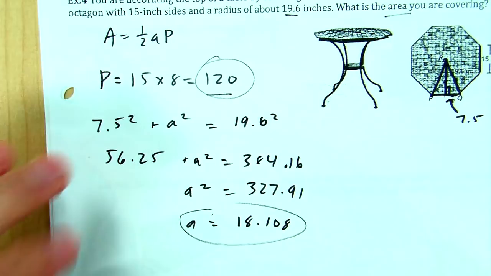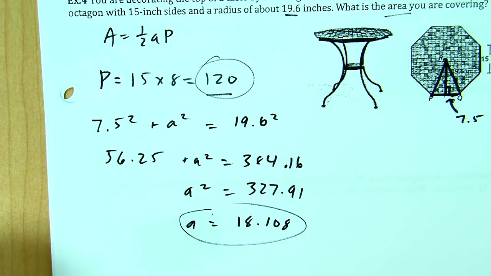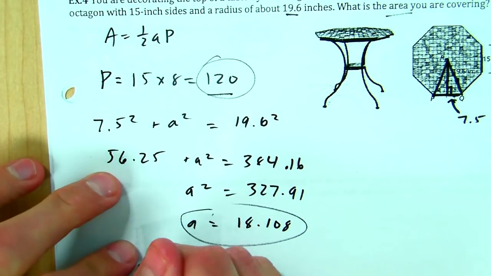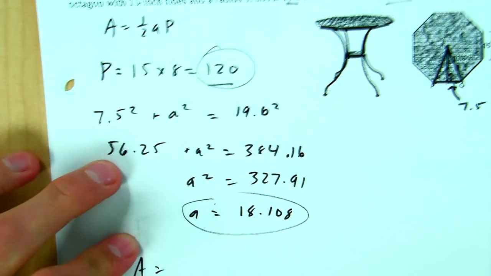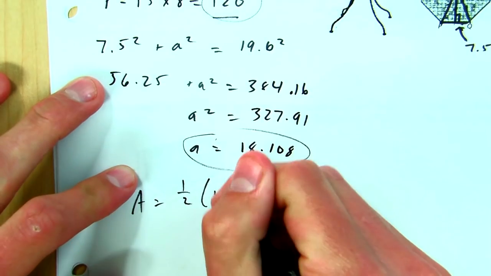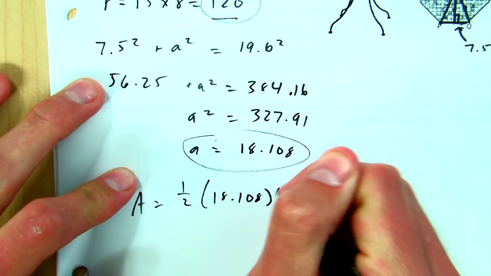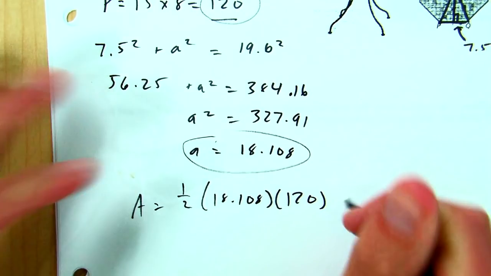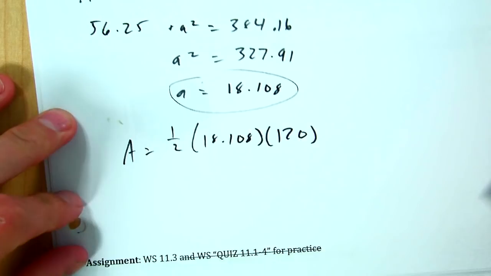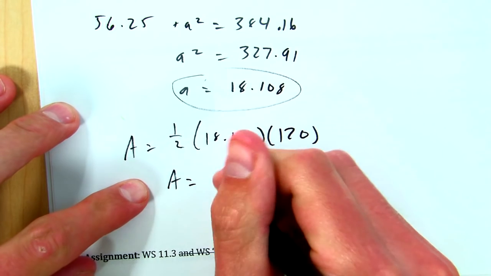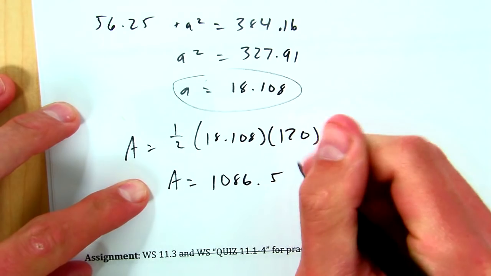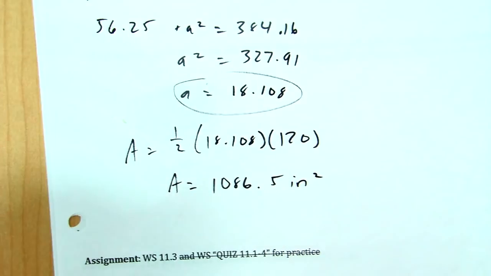I already knew my perimeter. So now I can use the formula. The formula, once again, 1/2 apothem times perimeter. So I do 1/2 times my apothem, which is 18.108, times my perimeter, which is 120. Throw that into your calculator, or if you're a mathematical genius like me, you can do it in your head, and you get 1,086.5, and that is square inches.